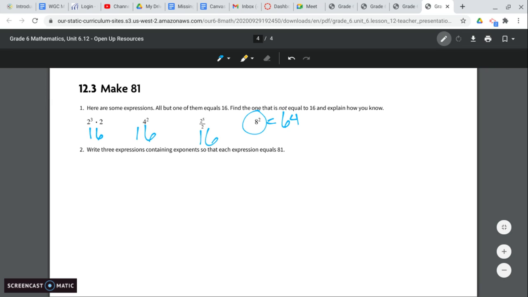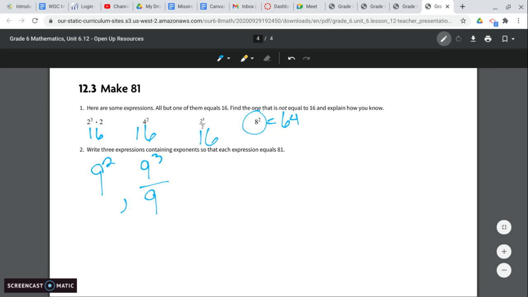All right, so now we want to write 3 expressions containing exponents so that each expression equals 81. Well, what's the easiest? 81 is a perfect square. We take 9 times 9 to get it. So 9 to the second power. Now, we could throw some division in there. If we go to 9 to the third over 9, that's also going to equal 81.